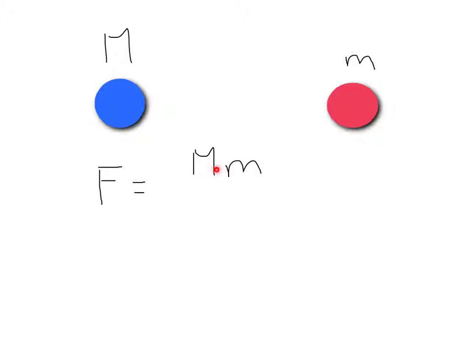Now, because force gets smaller with the distance, should it be multiplying or dividing? And hopefully I just heard you say dividing. So I have the distance here dividing. And now I'm almost done.